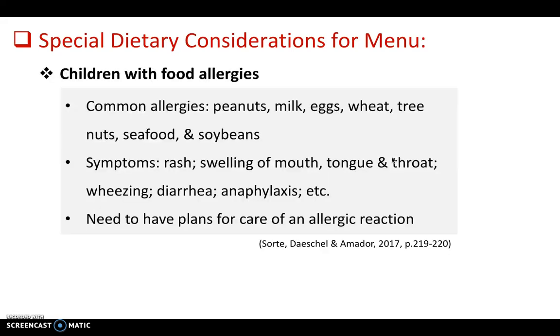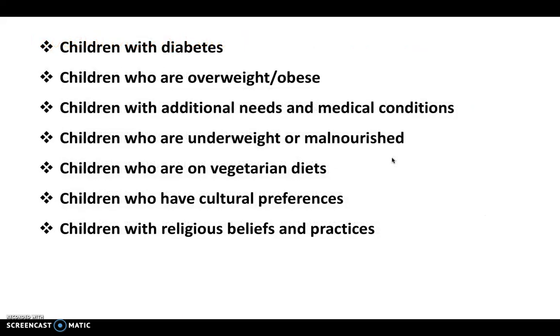Next, let's move to the special dietary considerations for the menu. Children with food allergies should be taken into consideration when designing a menu plan because foods like peanut, meal, and seafood could lead them to anaphylaxis or diarrhea or even death. So it is very important to have a plan and take care of the child who is the victim of the allergic reaction. And there are also other reasons why it's important to make careful consideration when designing a menu plan.